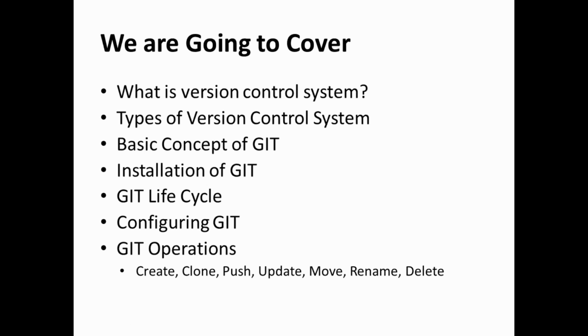Okay. So what we are going to cover here is what a version control system is, the different types of version control systems, some basic concepts, then installation. Installation is quite easy, it's not a big deal. Then the life cycle of Git, configuring Git, and Git operations like create, clone, push, update, move, rename, delete. I forgot one more, that is branching. How we do branching. All those things we will be covering for Git.